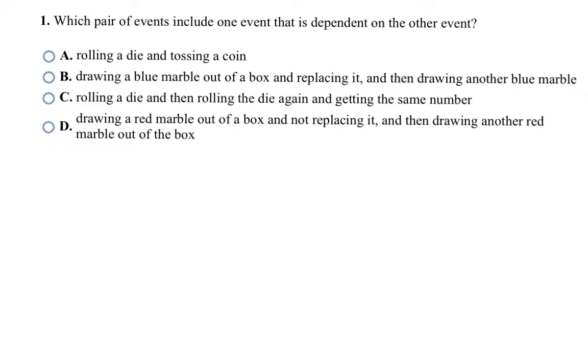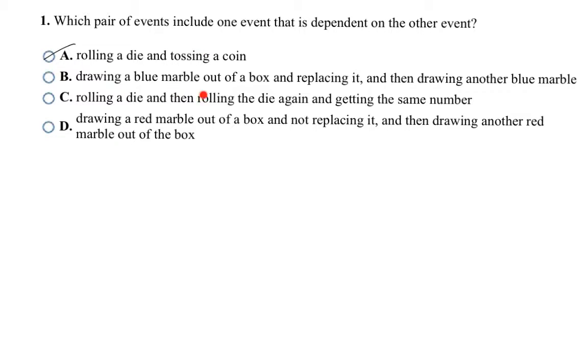Let's go ahead and look at our first example. It says, which pair of events include one event that is dependent of the other? So we're looking for a pair of events that are dependent. So three are independent, one is dependent. A, rolling a die and tossing a coin. Well, those are independent. They don't affect each other at all. So it's not going to be A.